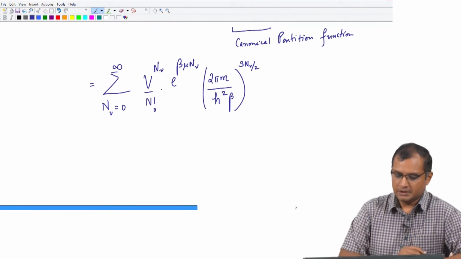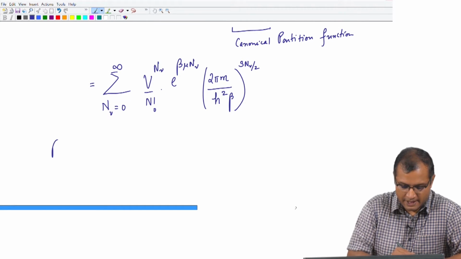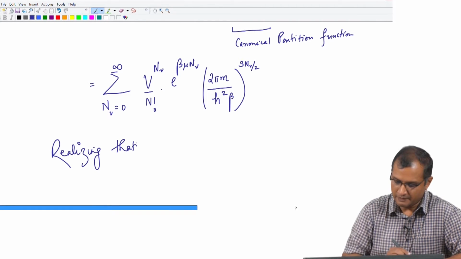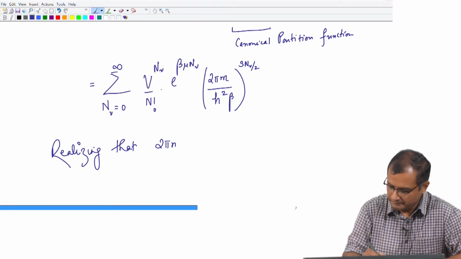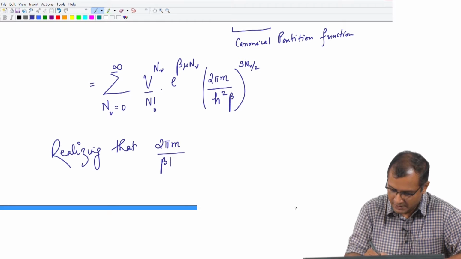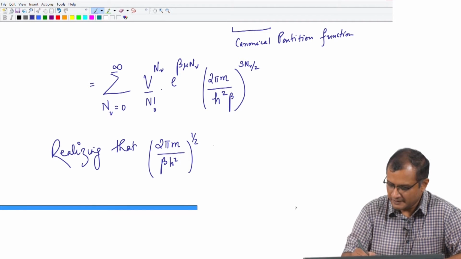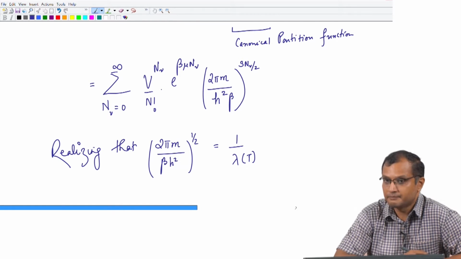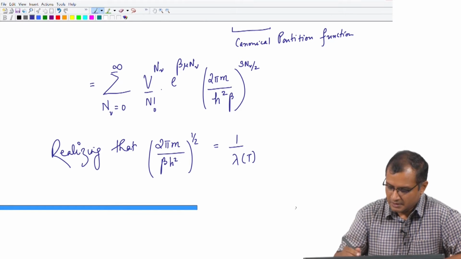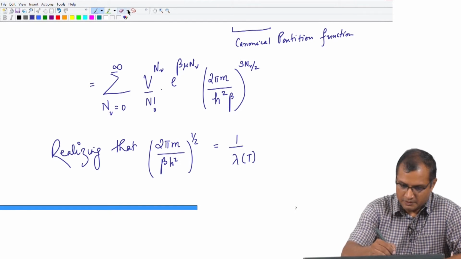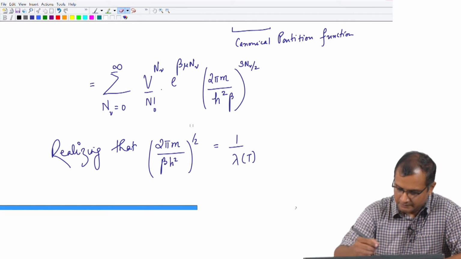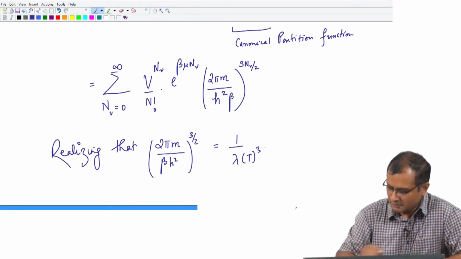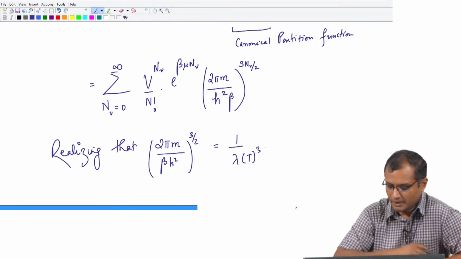And realizing that our 2 pi m by beta h square to the power half is nothing but 1 upon the de Broglie wavelength, which means if I raise it to the power 3, this becomes just the de Broglie wavelength to the power 3.